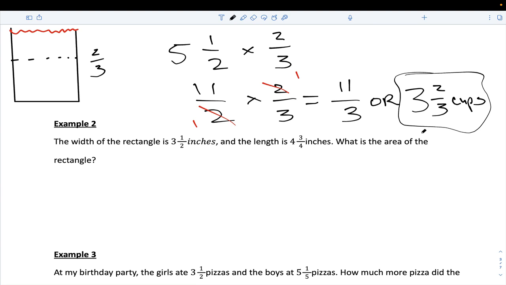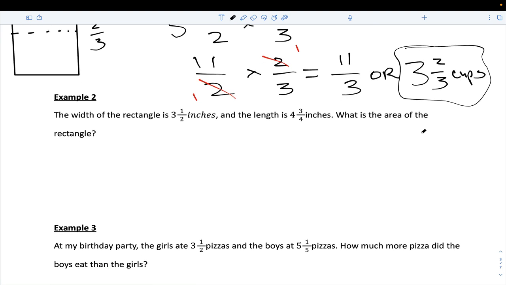And read example 2. This is a new type of problem for me, Sean. What is 2 asking us to do? The width of the rectangle is 3 1/2 inches, and the length is 4 3/4 inches. What is the area of the rectangle? When you have something that says area of rectangle, you're going to box area.